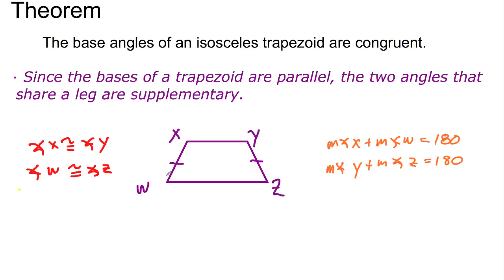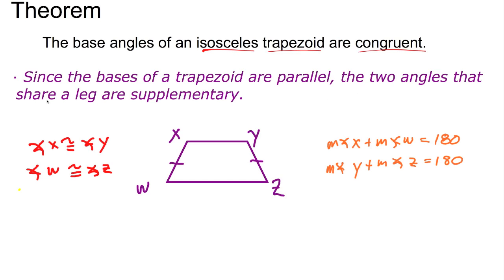Here we have a property of a special trapezoid, an isosceles trapezoid, in the form of a theorem. The theorem reads as this: the base angles of an isosceles trapezoid are congruent. So the angles that share a base in an isosceles trapezoid are congruent.